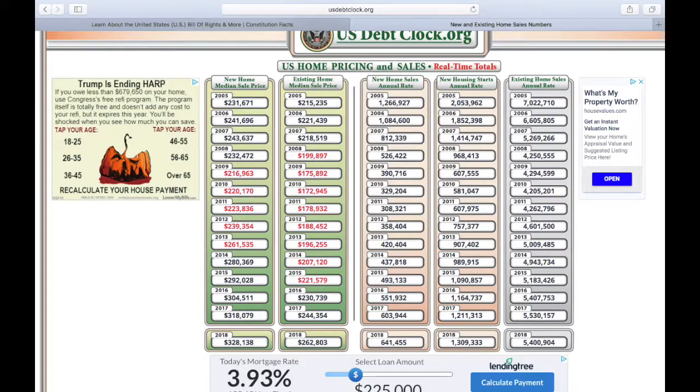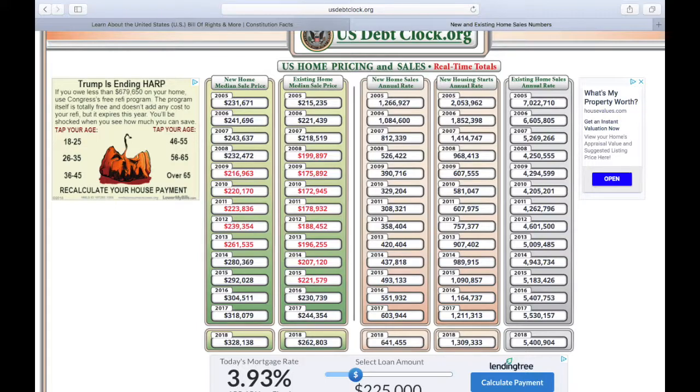If you look at the left column, it says new home median sale price. In the year 2005 of the Common Era, it was $231,671. And you can see every year since then up to 2018 where it rose to $328,138. Then you have existing home median sale price.